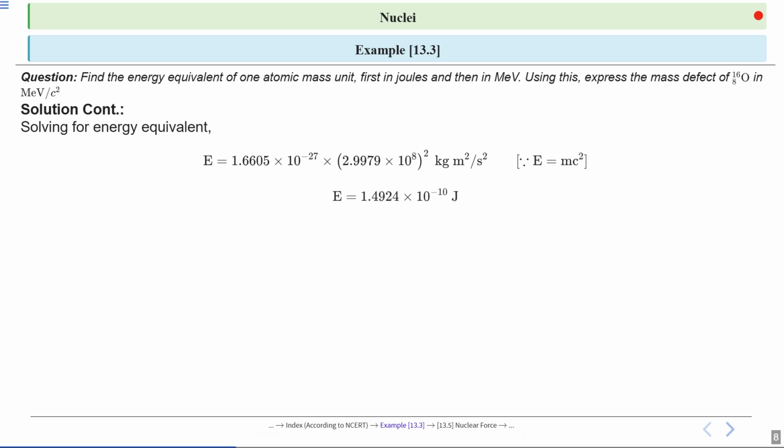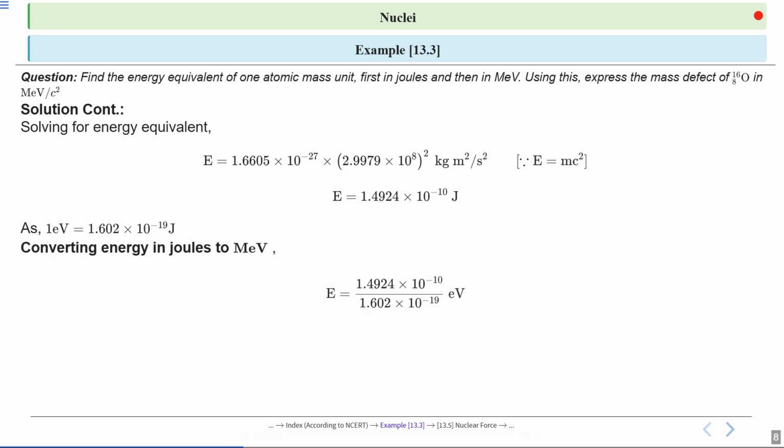After performing the calculations, we find that the energy equivalent of one atomic mass unit is 1.4924 times 10 to the power minus 10 joules. Now let's recall the relationship between electron volts and joules. 1 electron volt is equal to 1.602 times 10 to the power minus 19 joules. This conversion is important because nuclear energies are often expressed in electron volts, especially in mega electron volts.